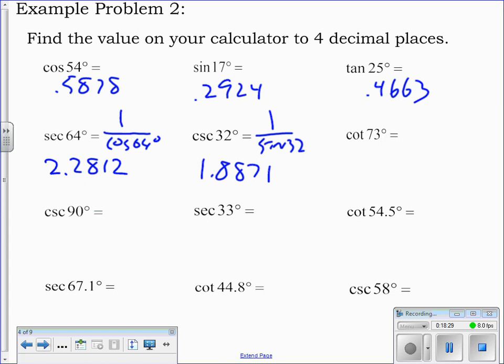Wait, so how do we know if it's sine, cosine? You have to have it memorized, which one's which, for the 1 over. So the cotangent's the easy one. Cotangent is 1 over the tangent of 73 degrees. And that gives you 0.3057.